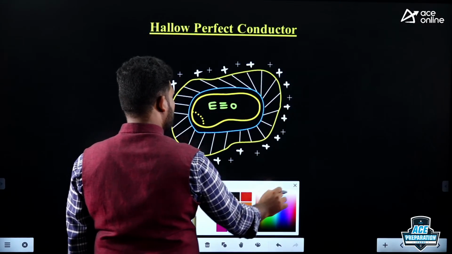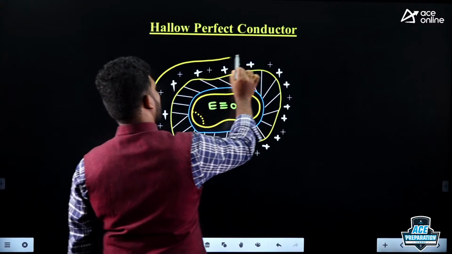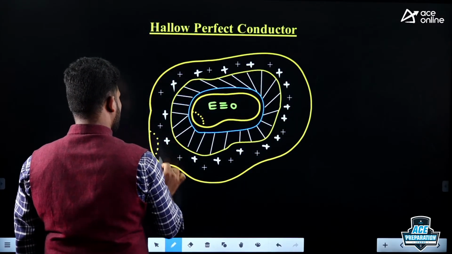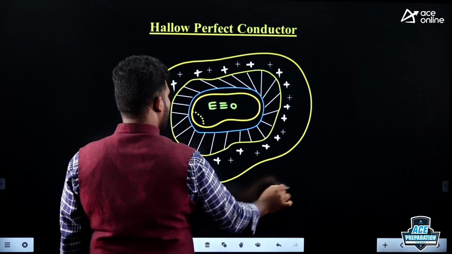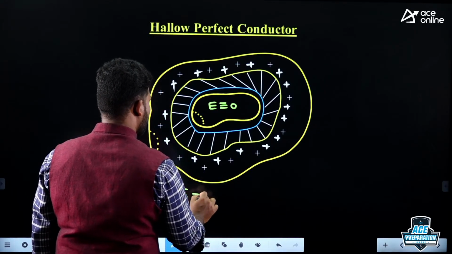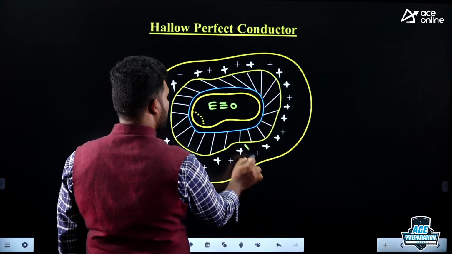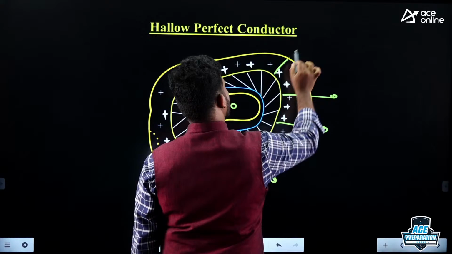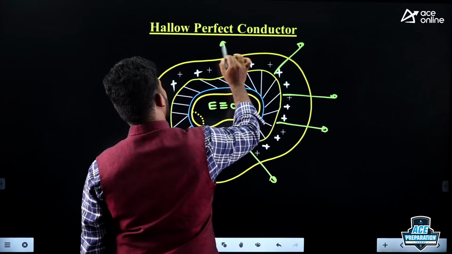Suppose I consider the Gaussian surface here. Is there any charge enclosed? Yes. So what is the electric field? Electric field is not equal to 0. So on the conductor, how does the electric field exist? Normally outwards. This is the direction of the electric field.